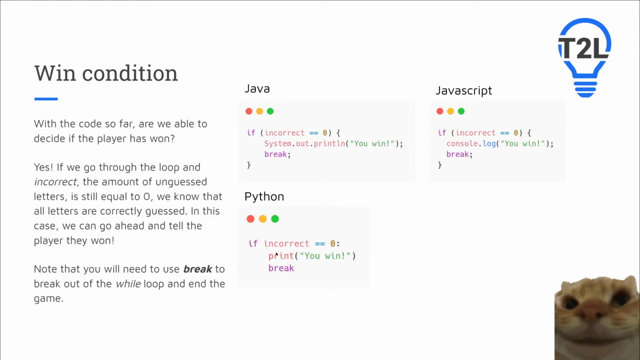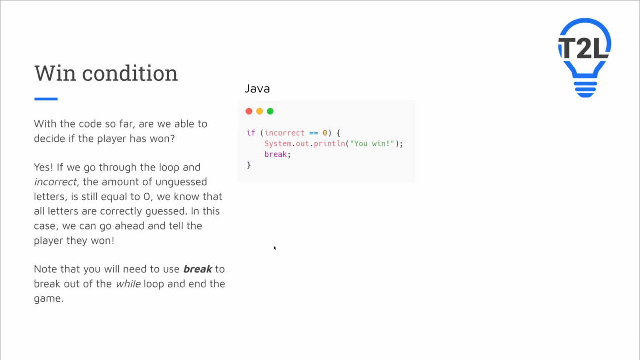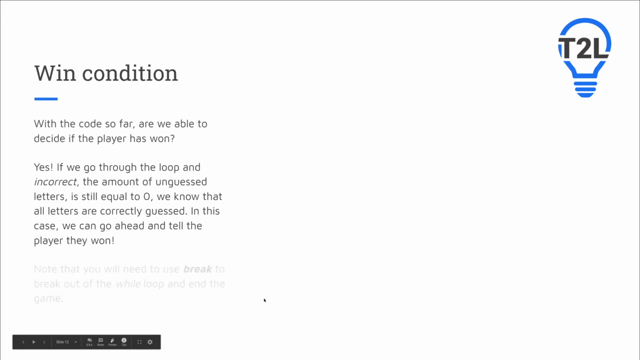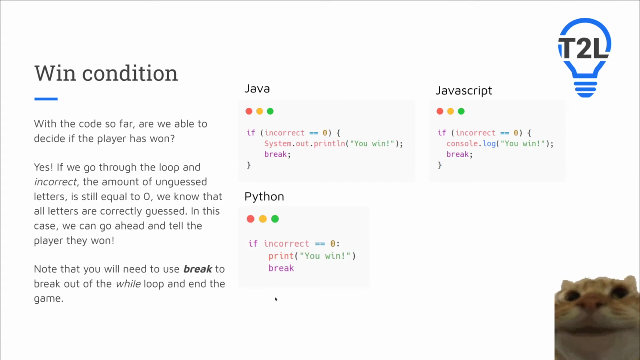Well, if it breaks, it immediately exits the loop. So if you put anything under it, it's not going to run the code. You want to put this after the for loop. So you want to get out of the for loop, but still be in the while loop. Do you understand what I'm saying?